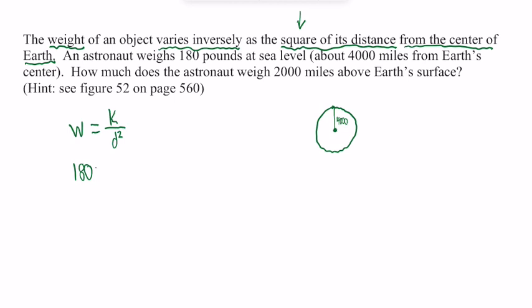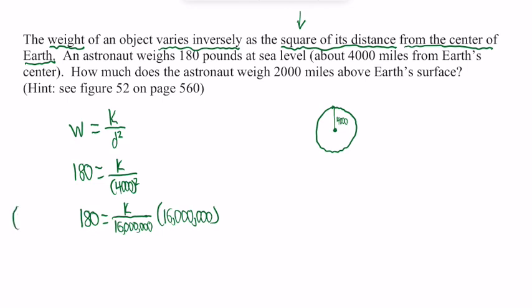So we have 180 for the weight equals K divided by, and then for distance we have 4,000 squared. If we go ahead and square that 4,000, we have 180 equals K divided by 16 million. Make sure you include all the zeros that you need there. To get K by itself, we multiply both sides by 16 million. We're going to have big numbers in this problem, but especially since we've got calculators, big numbers really shouldn't intimidate us at all.